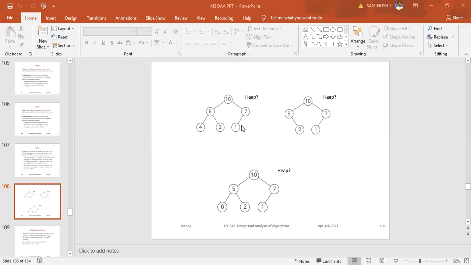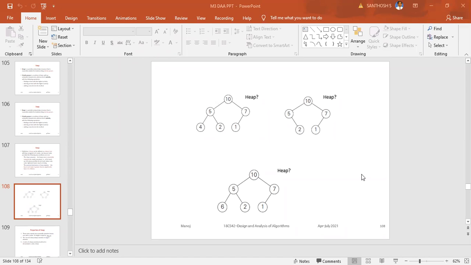After the shape property, now come to the parental dominance property. That means the parent will have more value than its children. So here the parent 10 has more value than 5 and 7. 5 has more value than 4 and 2. 7 has more value than 1. So we have figure 1, figure 2, figure 3. Figure 1 is a heap.